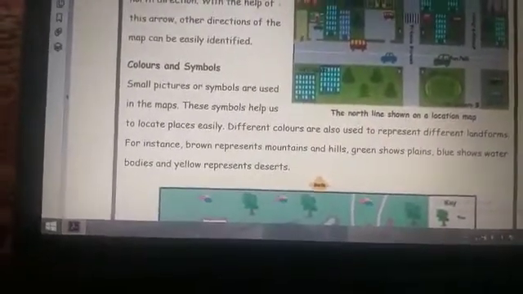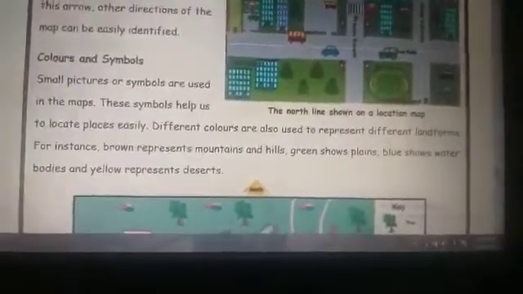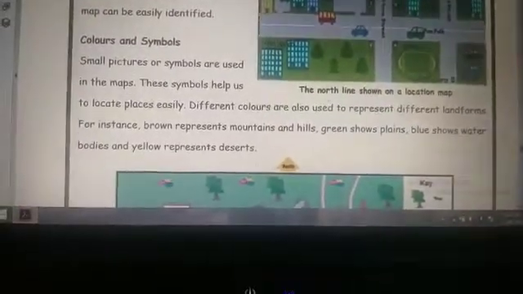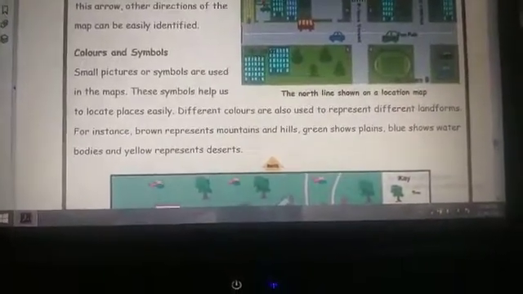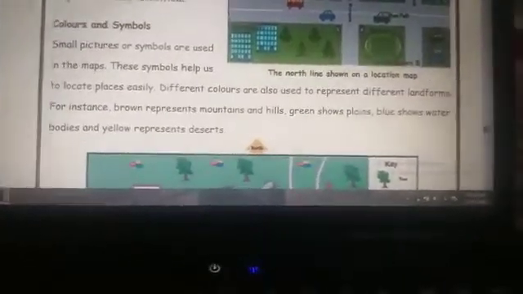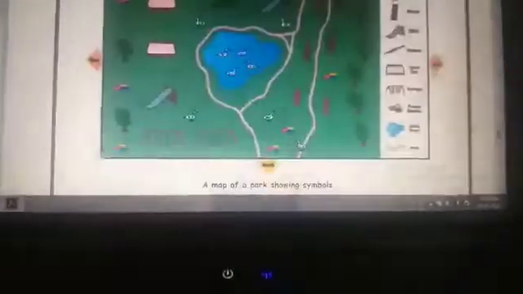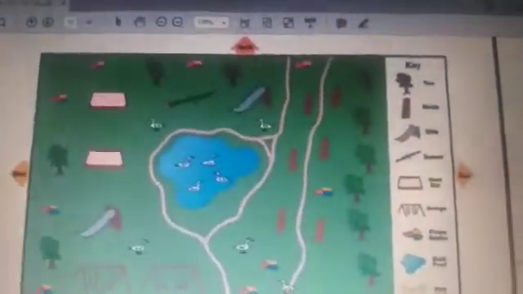These symbols help us to locate places easily. Different colors we use to represent different landforms. For instance, brown for mountains and hills, green showing the plains, blue shows water bodies, and yellow represents deserts. So you can have a look here.